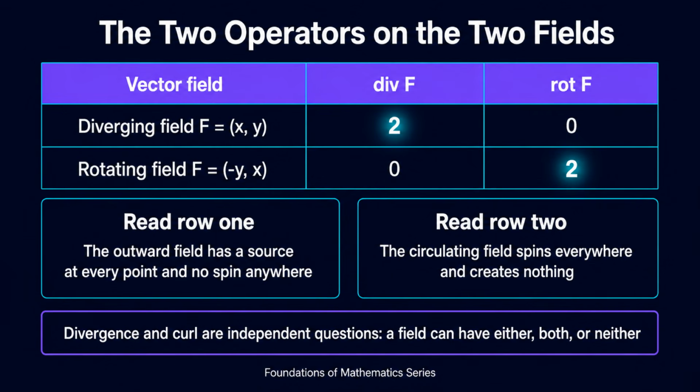The lesson is not the 4 numbers but their arrangement. Divergence and curl are asking independent questions, so a field can have one, both, or neither. Our 2 examples happen to isolate the 2 properties, which is exactly why they are the standard teaching pair, but a general field will have both a source part and a rotational part mixed together.